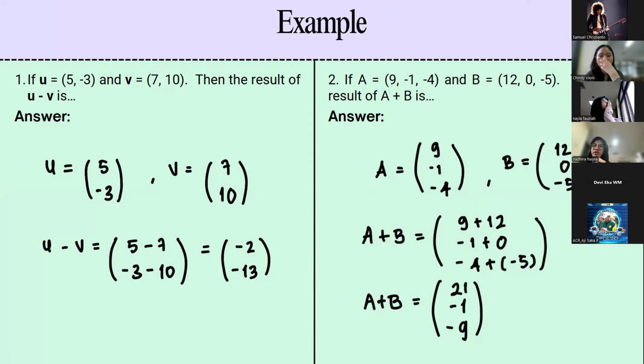For number 2, if vector A is 9, negative 1, and negative 4, and vector B is 12, 0, and negative 5, then the result of vector A plus vector B is 9 plus 12, negative 1 plus 0, negative 4 plus negative 5. So the result is 21, negative 1, and negative 9.